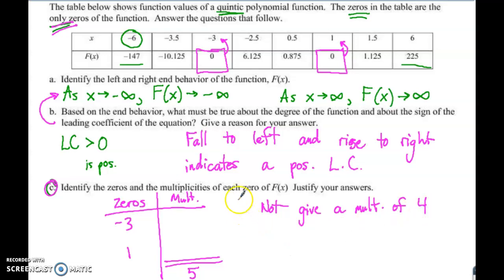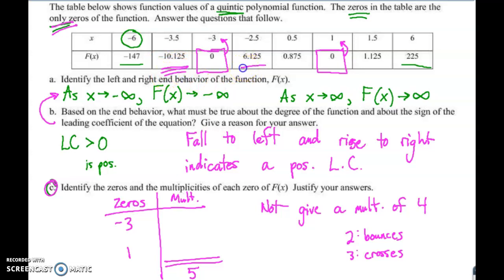All right. So what's your indicator of 3 and 2? Now remember, if it's 2, reminder, 2 bounces off the x-axis, and 3 crosses. So it's almost like I'm asking you to look at that intermediate value theorem.